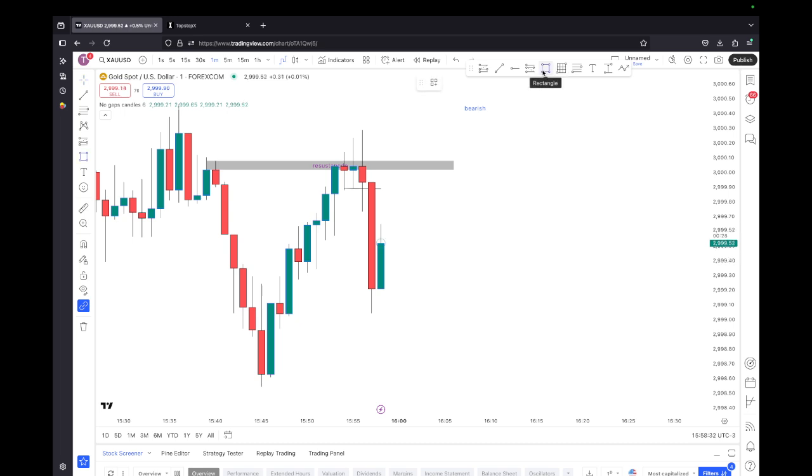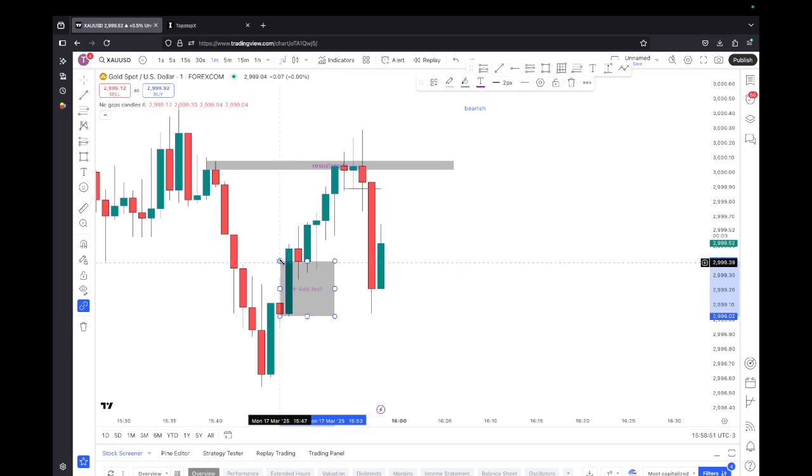Now, on the other side, you also have to pay attention to this, right? This zone here is no longer fresh. The market has already tapped into this zone, right? So this is no longer fresh. This zone is also no longer fresh, right? So market is reacting off of a zone, right? We just don't know which one.